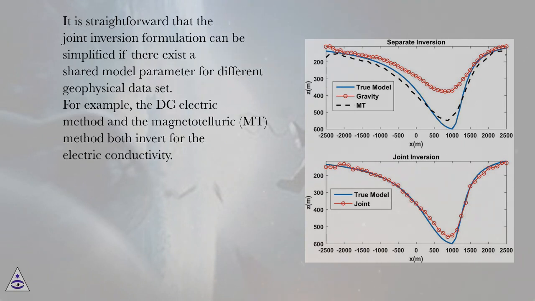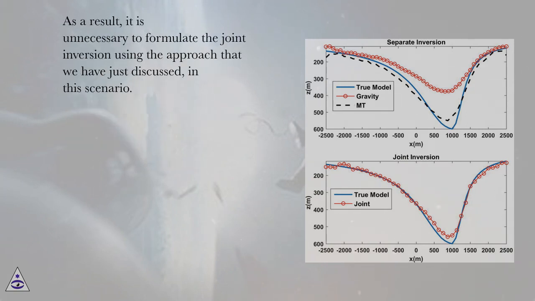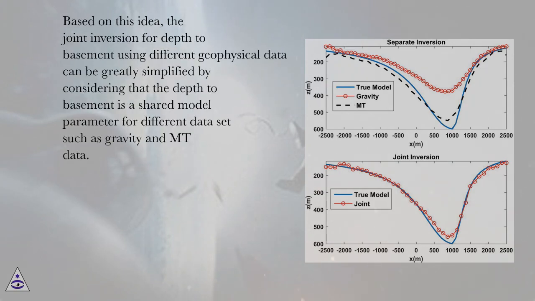It is straightforward that the joint inversion formulation can be simplified if there exists a shared model parameter for different geophysical data sets. For example, the DC electric method and the magnetotelluric method both invert for the electric conductivity. As a result, it is unnecessary to formulate the joint inversion using the approach that we have just discussed in this scenario.